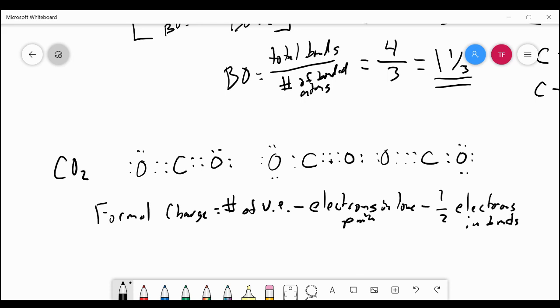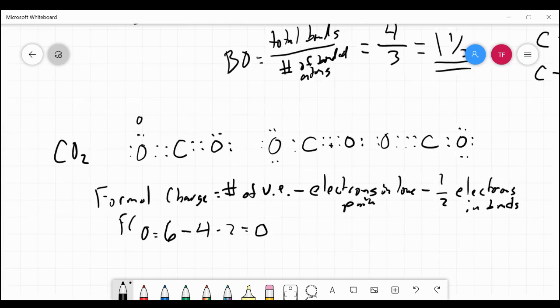So we're going to do this for each atom. Let's do this for this oxygen atom right here on the left-hand side. We're going to calculate the formal charge of every atom in the structure. So if we take this oxygen atom over there on the right-hand side, the formal charge is equal to the valence electrons that an oxygen atom has. Oxygen normally has 6 valence electrons. There are 1, 2, 3, 4 electrons in lone pairs, so we're going to subtract 4 electrons in lone pairs. And then there are 4 electrons in the bonds, so we're going to take half of those, which is 2. And when you do that math, you get a formal charge of 0. So this oxygen atom has a formal charge of 0.